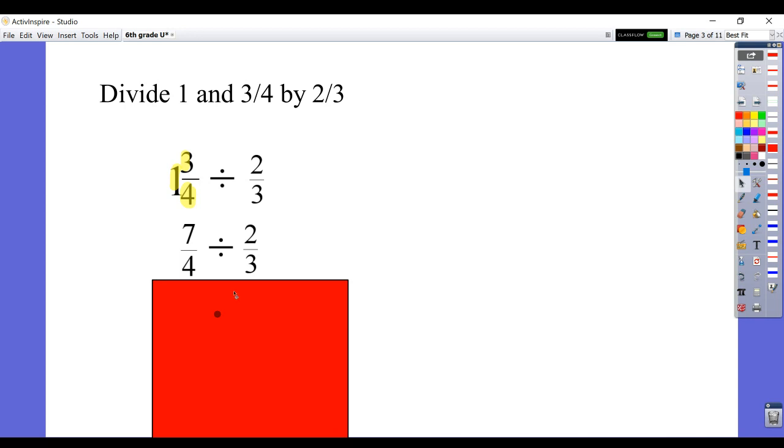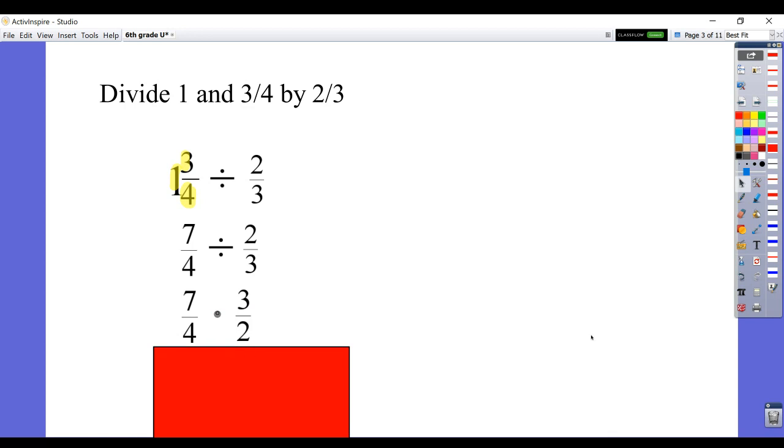Then we would use our keep, change, flip method, which would be that we keep the 7 over 4, keep that as is. We would change our division sign to multiplication, and we would flip our second fraction. So instead of 2/3, we're using its reciprocal, which is 3/2, 3 over 2. So we'd have 7/4 divided by 2/3 becoming 7/4 times 3/2.